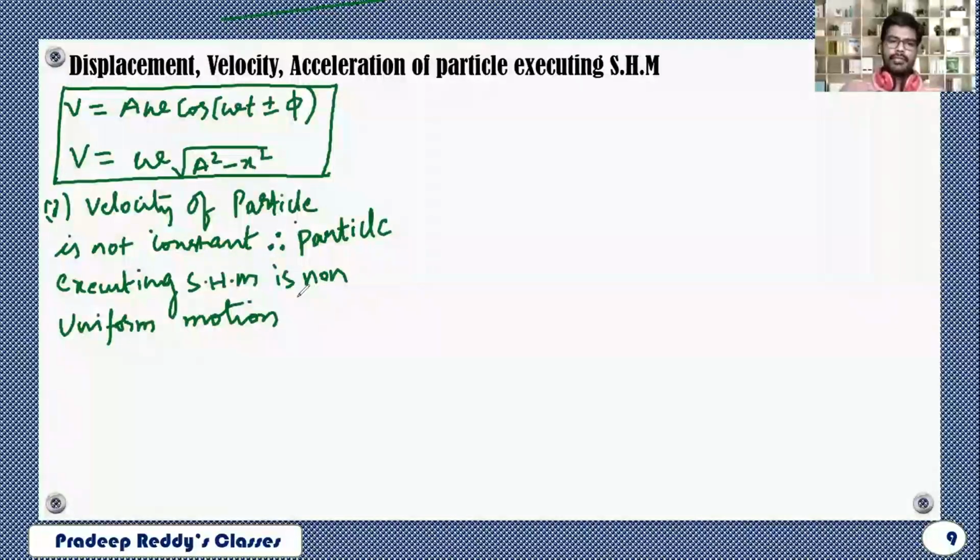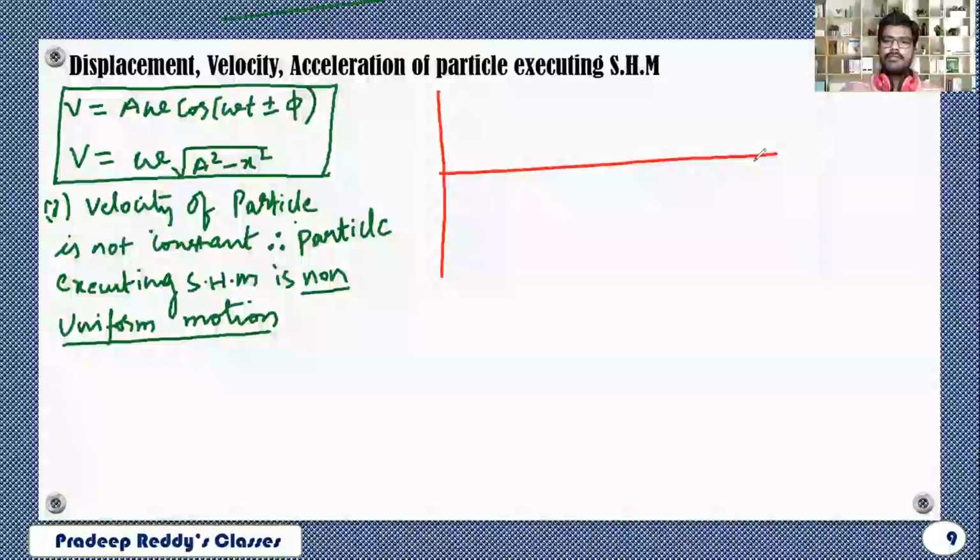This is non-uniform motion because when the particle is traveling in the SHM path, whether it is the x-axis or y-axis, the velocity of the particle is not constant, it is variable. If velocity is constant, it is uniform motion, but here velocity is not constant, therefore it is non-uniform motion. So a particle executing simple harmonic motion will always be in non-uniform motion. And maximum velocity is at mean position, minimum velocity is at extreme position. And if you plot a graph for this, this is time taken.